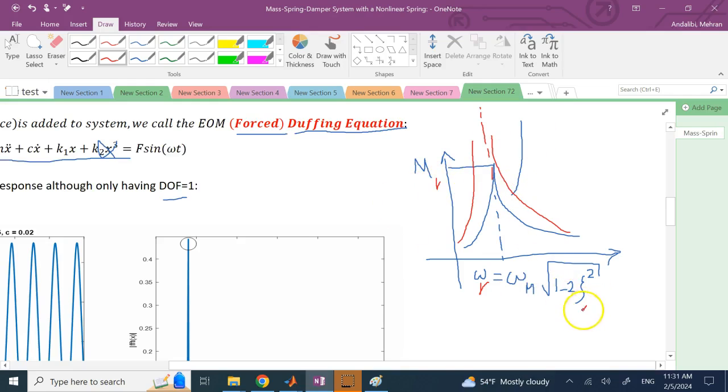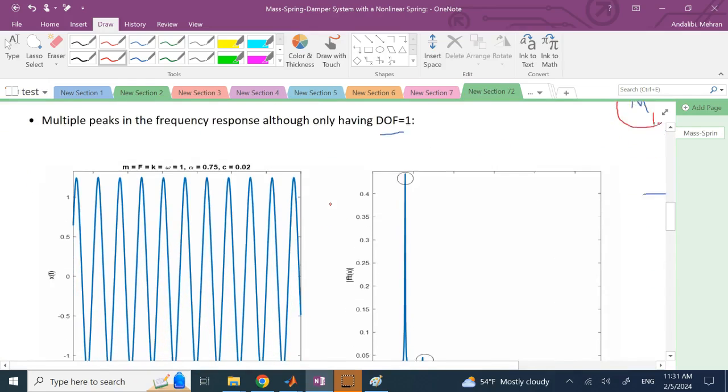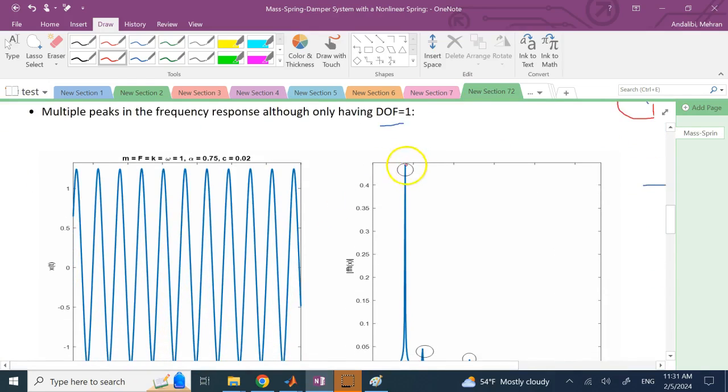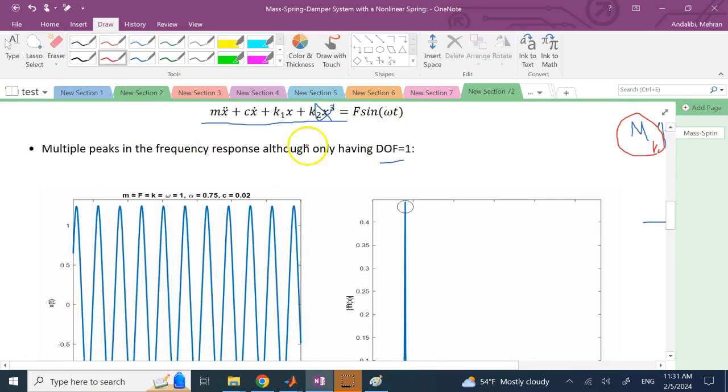And if there is no damping, what happens? As I said, the magnitude of this M_r goes to infinity. Now, in the case of this nonlinear system, what happens? First of all, you don't have only one peak, you have several peaks here. So here I have simulated the system for values of M, F, K, and omega of the excitation equal 1, alpha is 0.75, and C is 0.02.